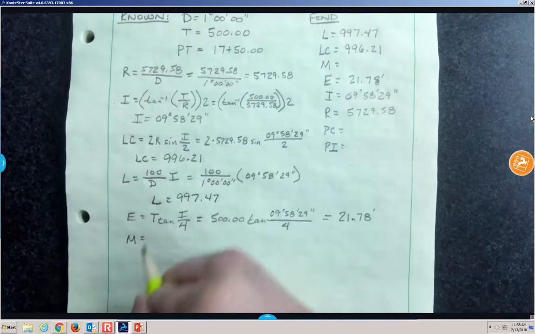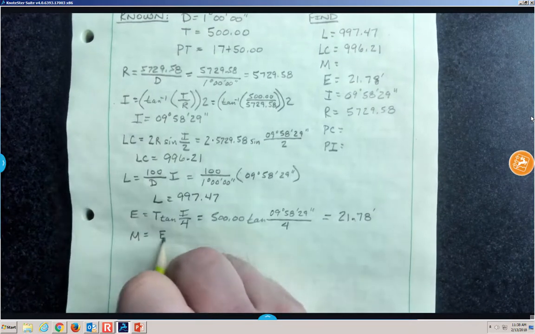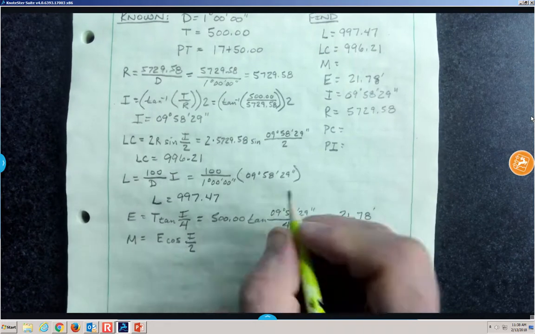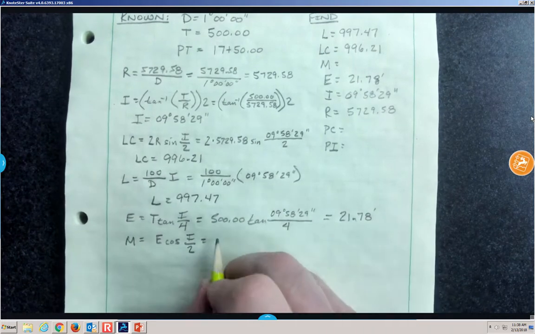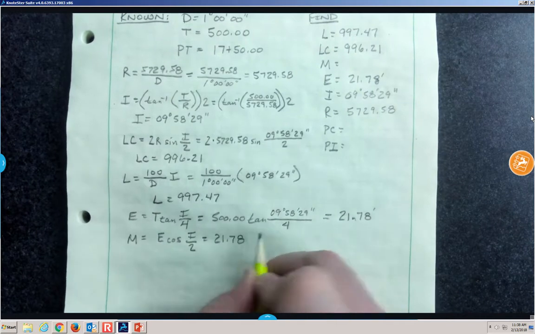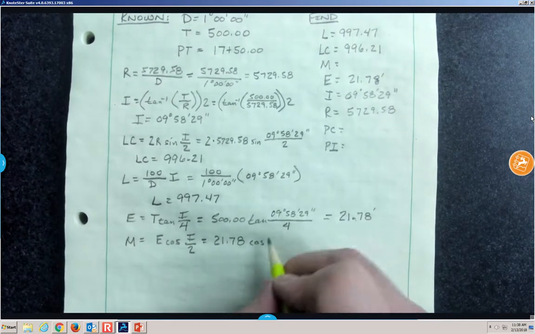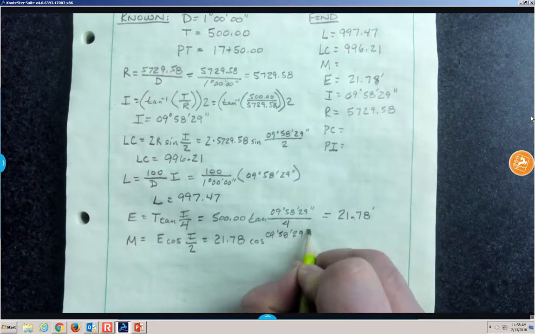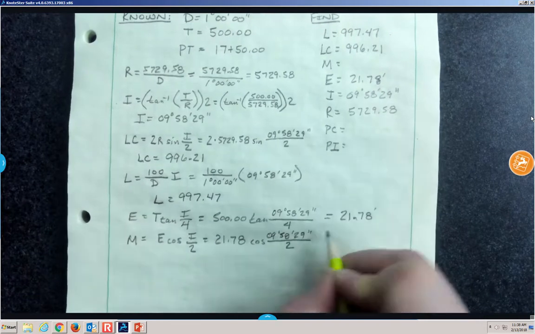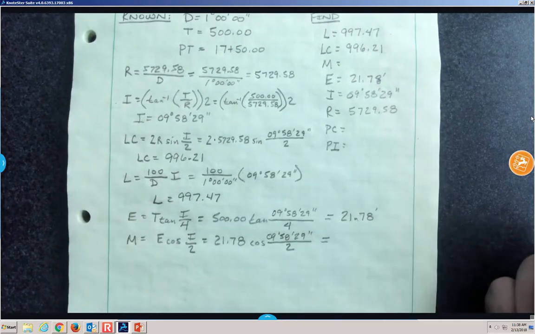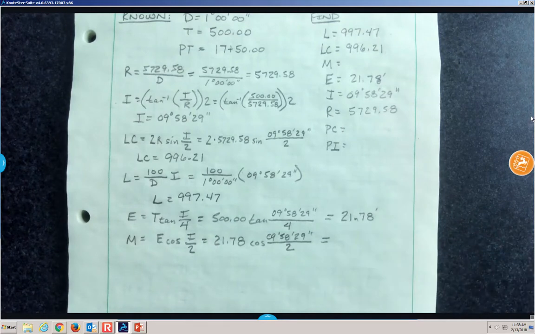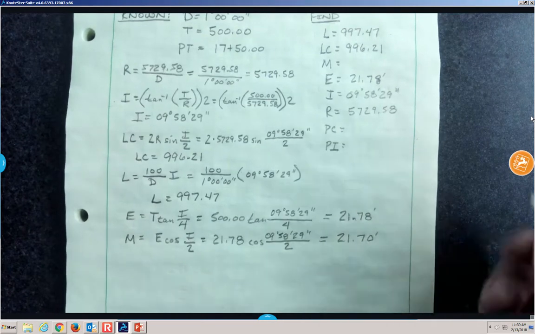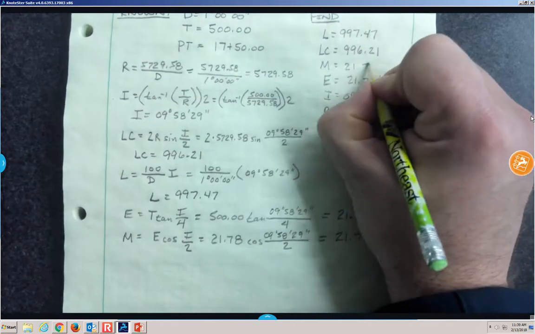Have M to solve yet? M is E cosine of I over 2. So E we know is 21.78. Cosine of I, 09 degrees, 58 minutes, 29 seconds, divided by 2. What is M? 21.70 feet. Okay, so M is 21.70 feet.